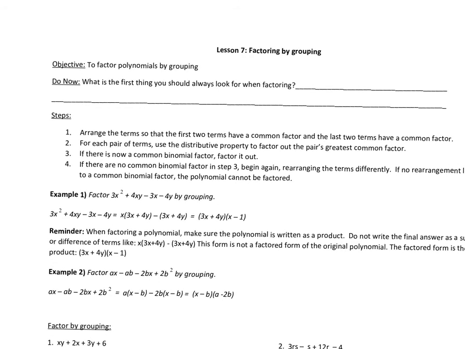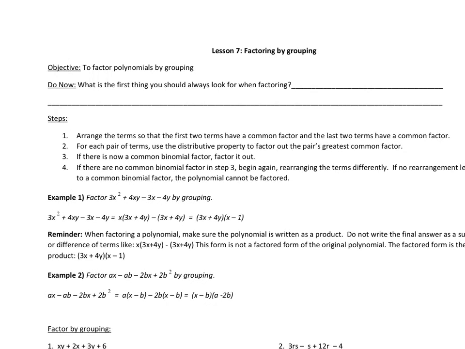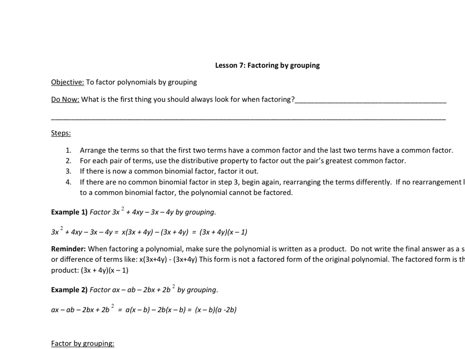It says, what's the first thing you should always look for when factoring? And that's always, you should be looking for a GCF, a greatest common factor. So you should always be looking for a greatest common factor to see if you can divide the polynomial by that GCF.